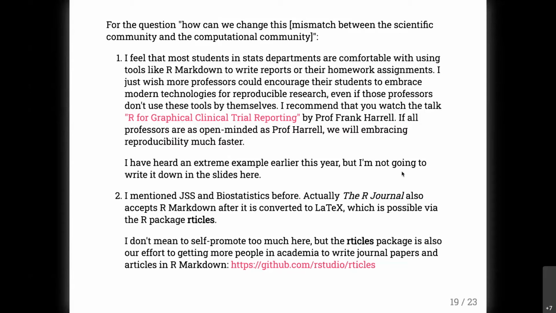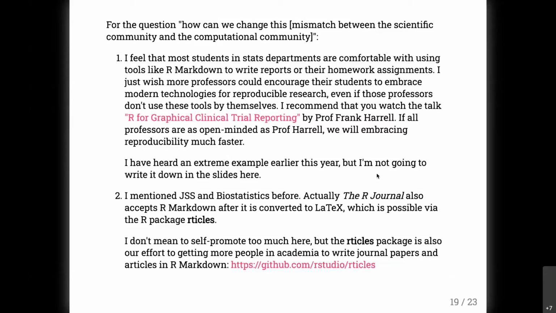And his advisor thought, oh, you wrote your thesis in R Markdown. I have never heard of R Markdown. I always write things in Word or LaTeX. And his advisor strongly discouraged this student from using R Markdown. And I was very unhappy on hearing that. I just don't wish this to happen in other institutes.